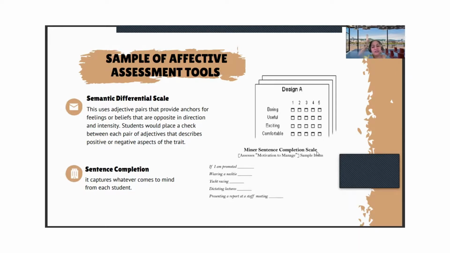The next is sentence completion. Sentence completion, from the word itself, ang gagawin mo lang is to complete the sentence. So like for example this one, I am sorry, yung sa ibabaw pala, hindi pala yung minor sentence completion. Ito yung nasa baba. Like for example, if I am promoted, I will, yung ganon. So naka-blank siya, and then ikaw na lang din ang lalagay kung ano yung sa palagay mo yung rating na, yung nararamdaman mo sa nire-rate mo. So this is the sentence completion.